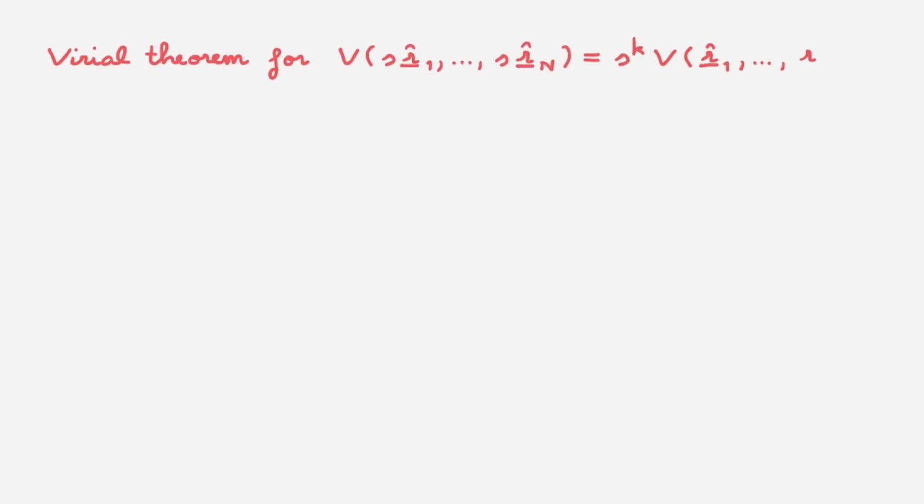With the results we've just discussed, and using the same argument we used for one particle in 1D, we can now consider the Virial theorem for a multi-particle system described by a potential that is a homogeneous function of degree k. We have that k times the expectation value of the potential energy operator is equal to 2 times the expectation value of the kinetic energy operator.